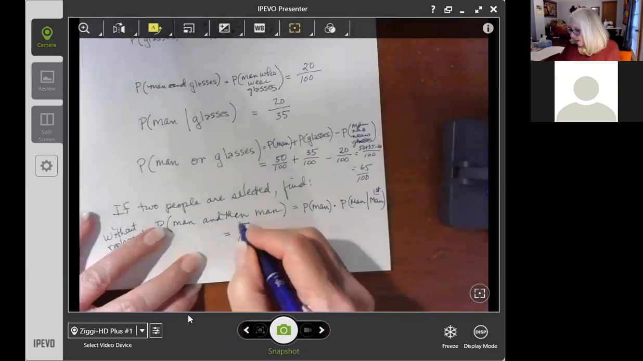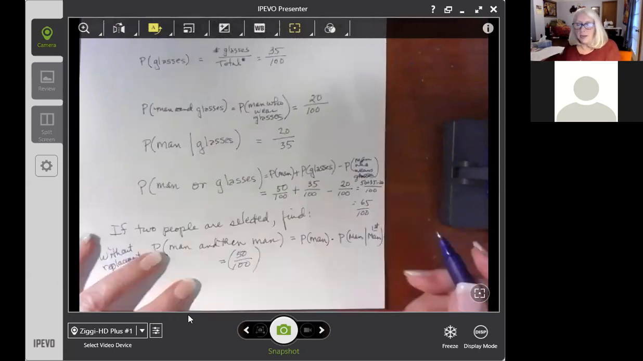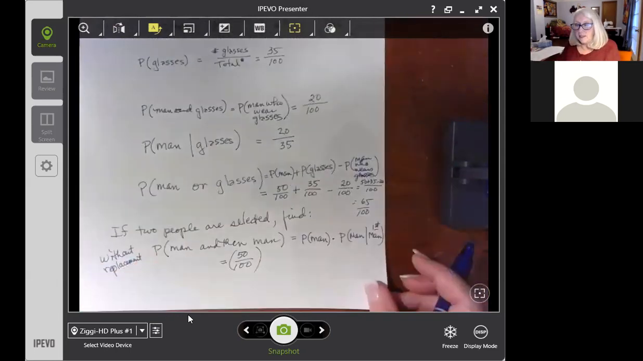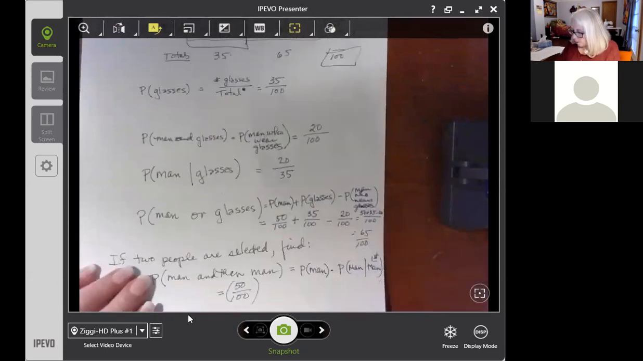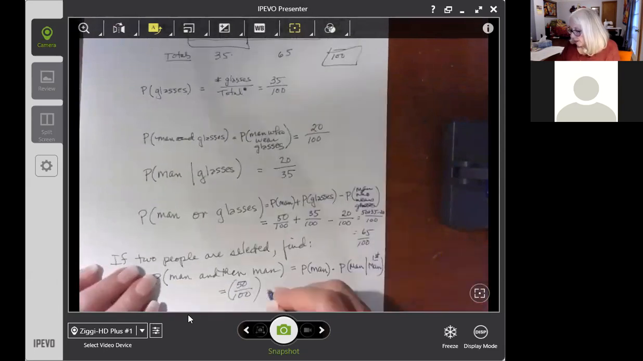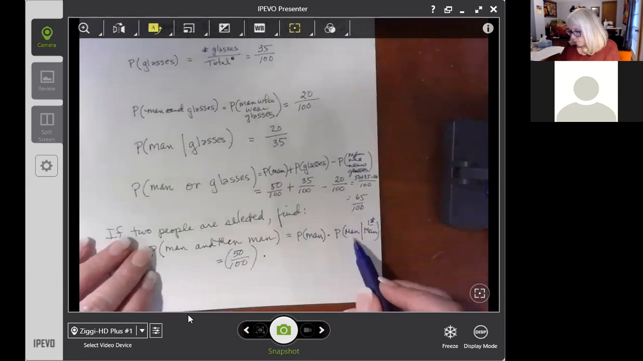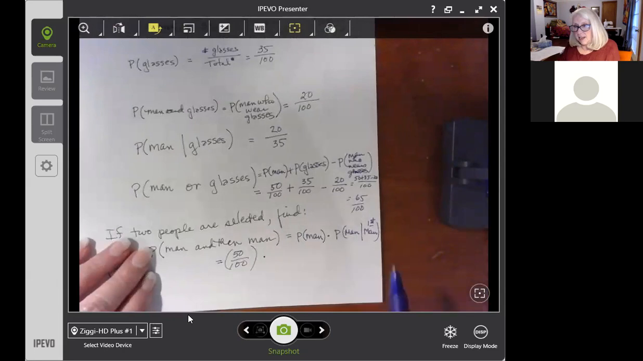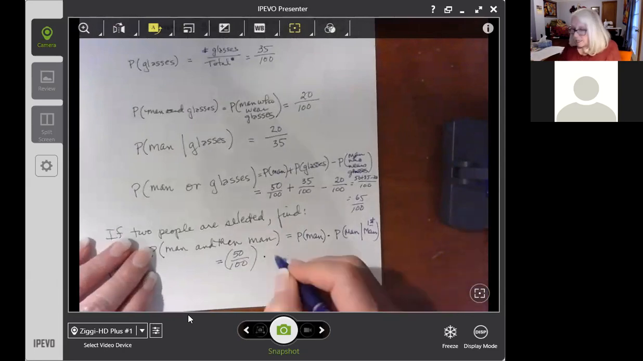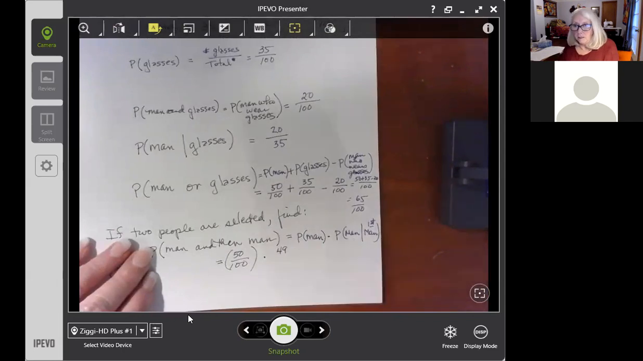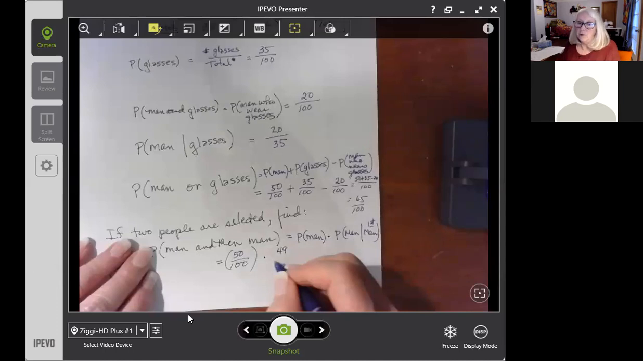So that name is just set down on the table and you walk away, and now you go back to the hat and you pull out another card. What's the probability of selecting another man given that the first person was a man? Well, here's what you have to know. Since that guy's name is sitting on a table, there are now only 49 men in the hat, right? And there's also only 99 remaining selections.